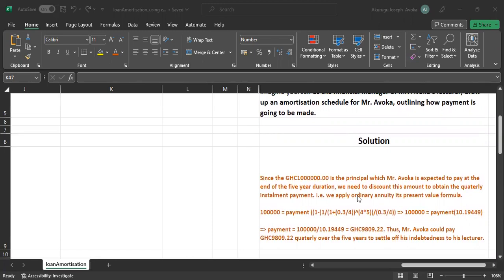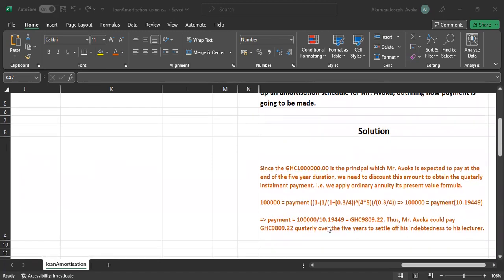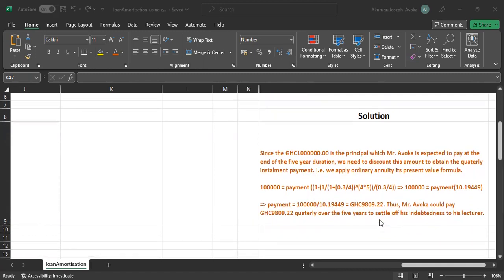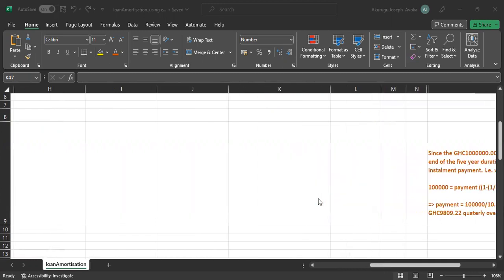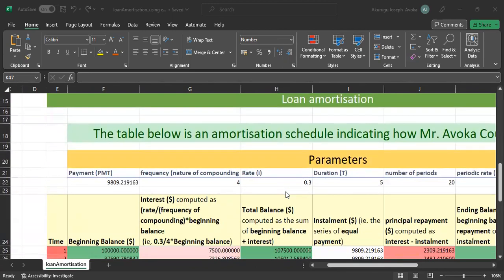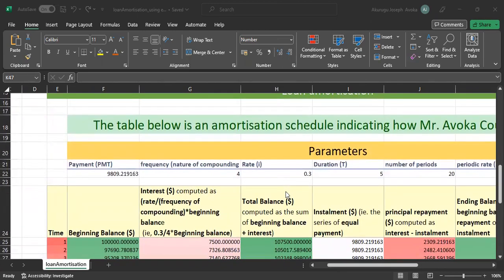If we use the whole formula, this is the amount we would come up with: 9,809.22 Ghana cedis. So this is what Mr. Avoka will be paying each period over the 5 years to settle his indebtedness to the lecturer. Okay, so let's go to the table and see how, with Excel, this can be done conveniently, quickly, and in a more pleasant way.